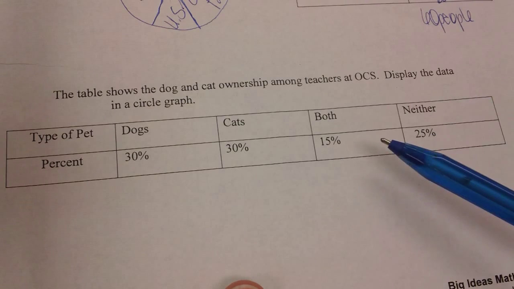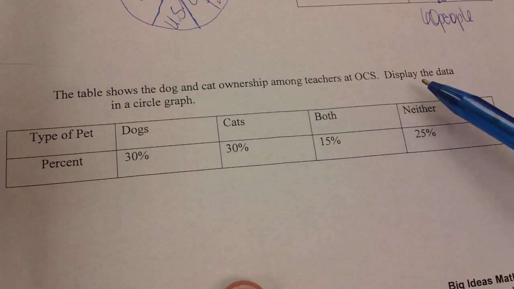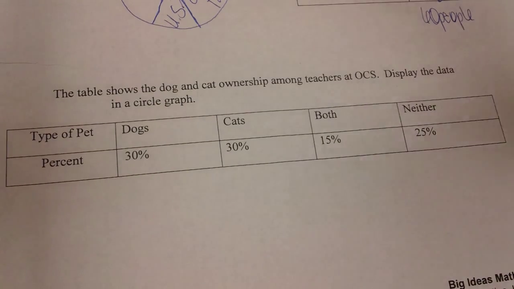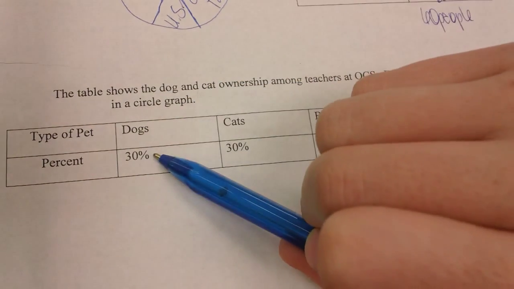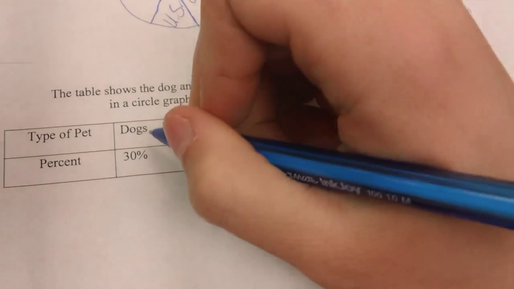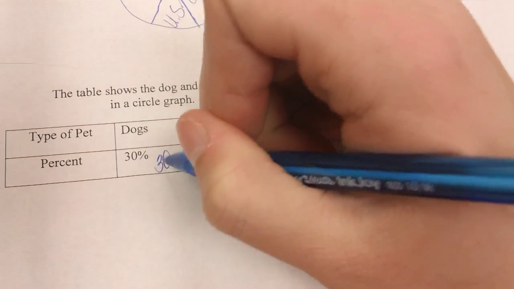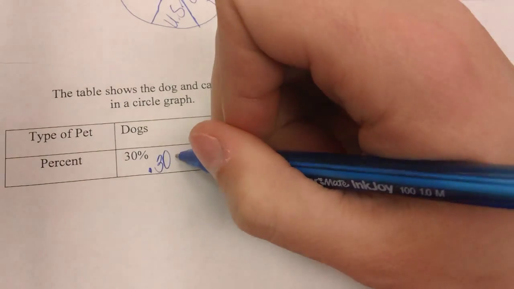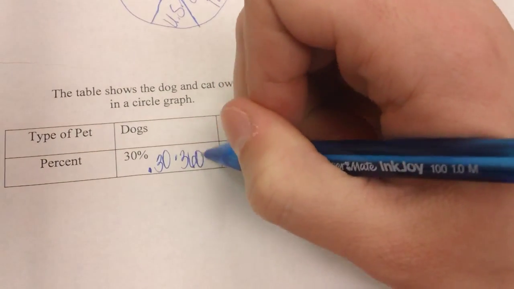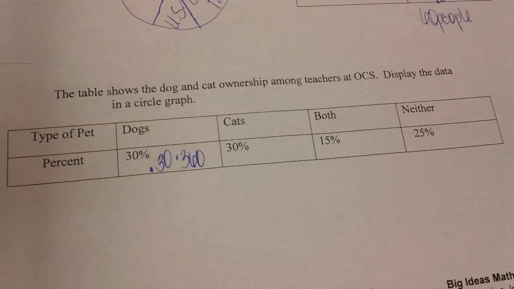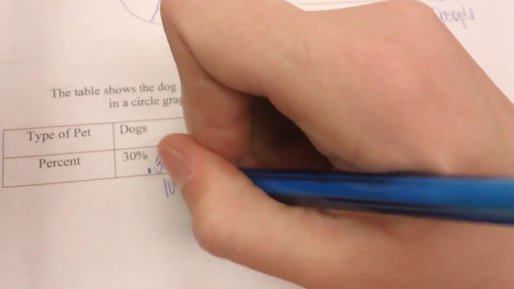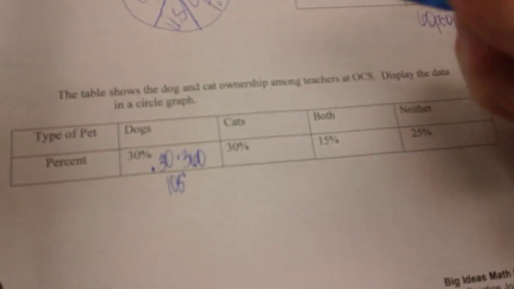The table shows the dog and cat ownership among teachers at OCS. Display the data in a circle graph. So, if I have 30%, I just have to find 30% as a decimal, which would be 0.30, multiply that by 360 degrees, and I get 108 degrees for my circle.